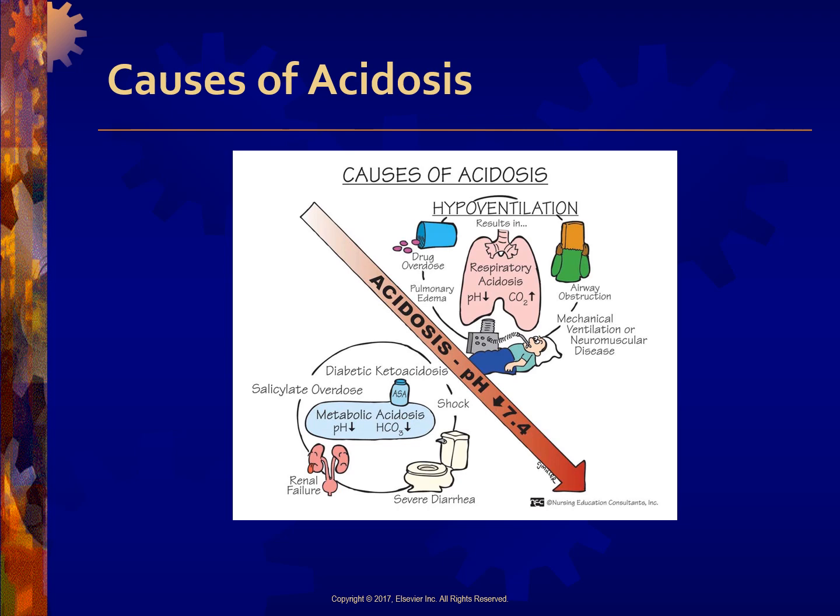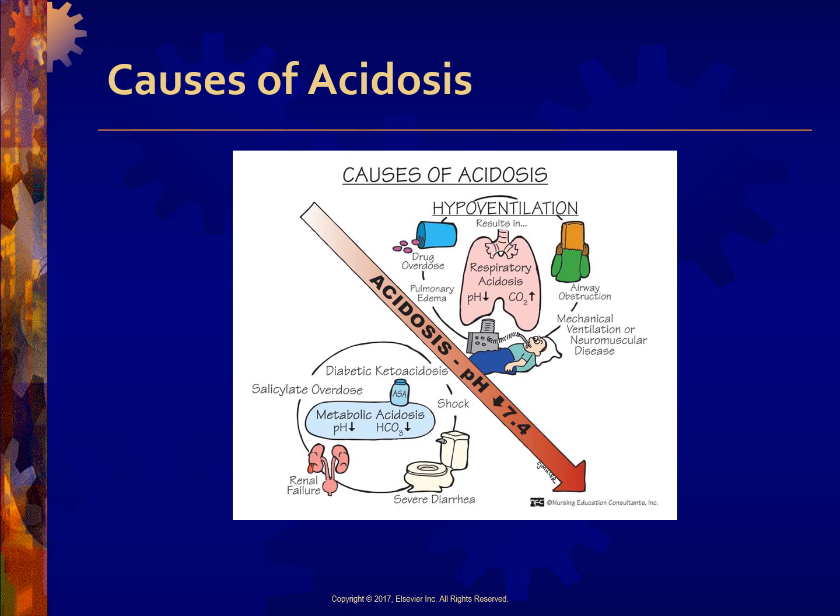On the other hand, if you have metabolic acidosis, these arrows are both going to be going in the same direction, downward. The pH is going to be low, and the bicarb is going to be low. You could have a patient that has had an aspirin overdose, has diabetic ketoacidosis, is going into shock, is in renal failure, or has severe diarrhea.